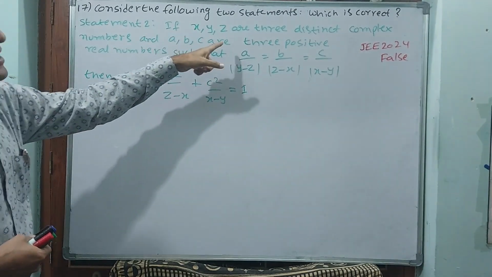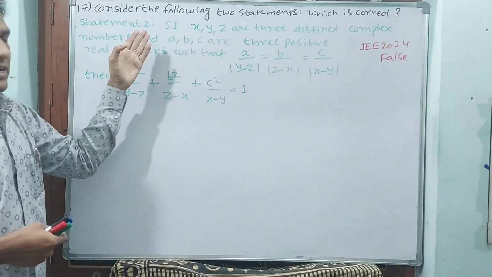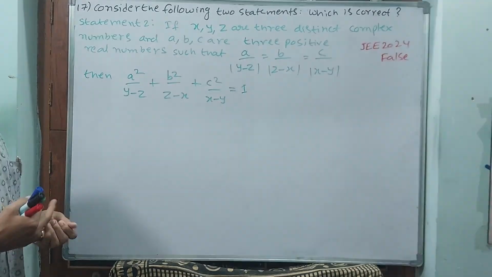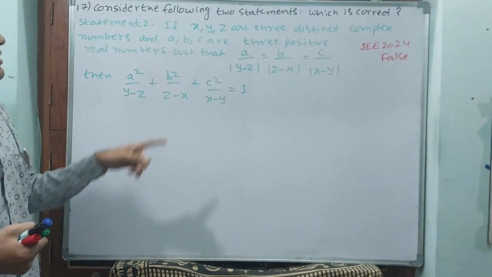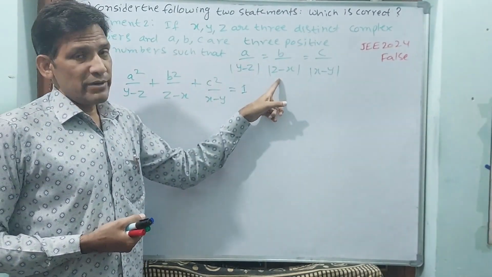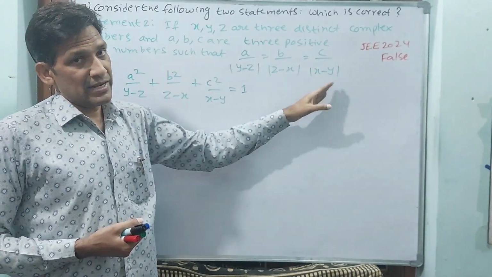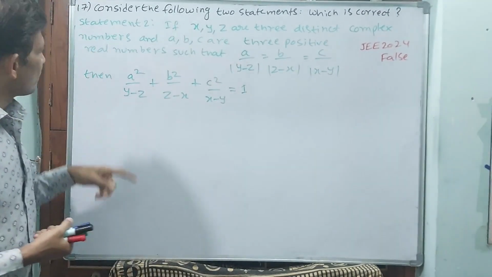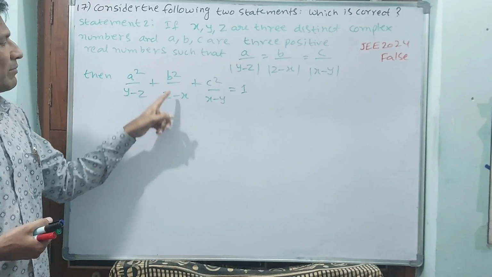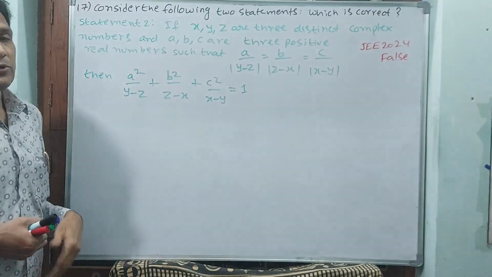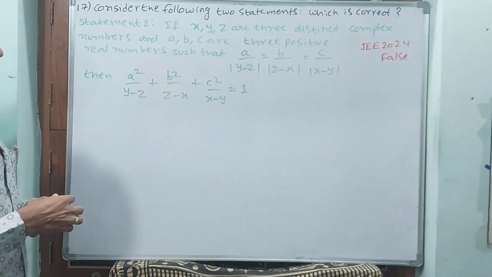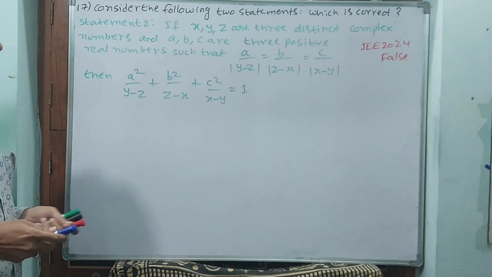Statement 2. If x, y, z are three distinct complex numbers, and A, B, C are three positive real numbers, like constants, such that A by modulus of y minus z is equal to B by modulus of z minus x, that is equal to C by modulus of x minus y, then A square by y minus z plus B square by z minus x plus C square by x minus y is equal to 1. We have to check whether this is correct or not, but this is wrong, it is false.